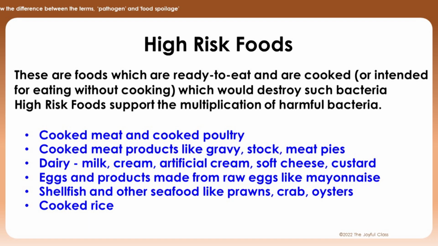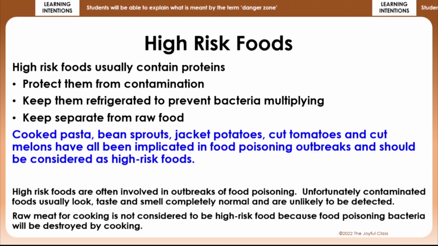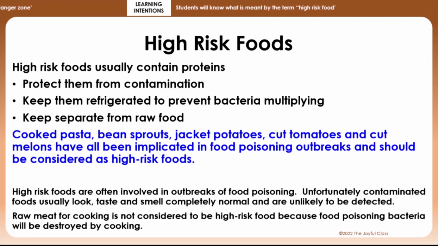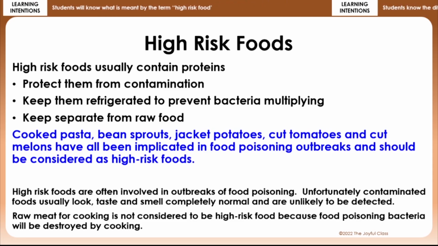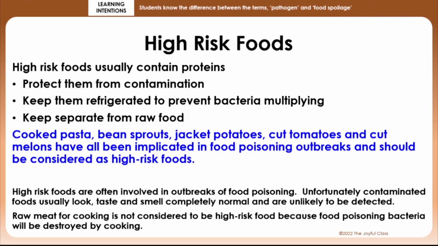Shellfish and other seafood like prawns, crabs and oysters. Oysters are often eaten uncooked. And then cooked rice. High-risk foods usually contain proteins. You need to protect them from contamination, keep them refrigerated to prevent the bacteria multiplying, or keep them separate from raw food.